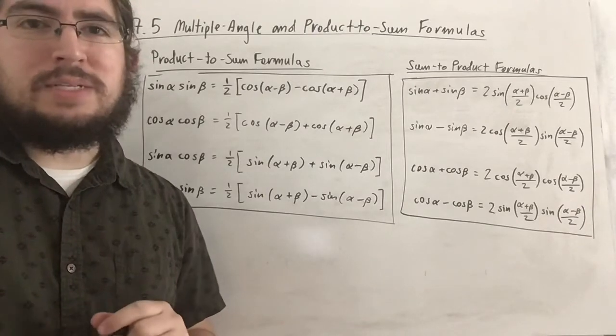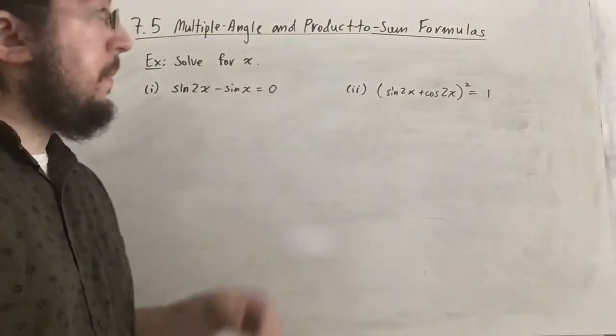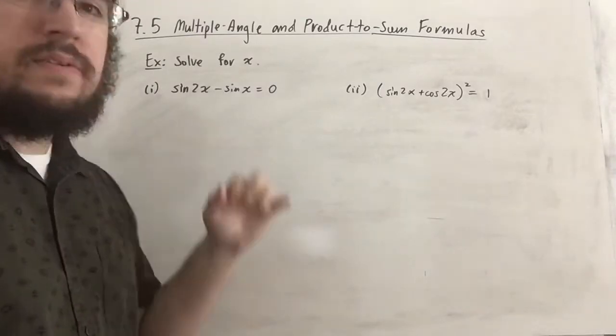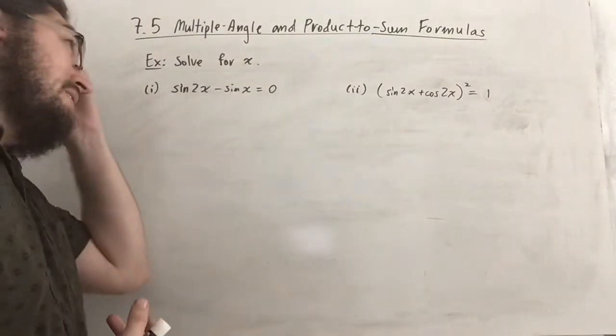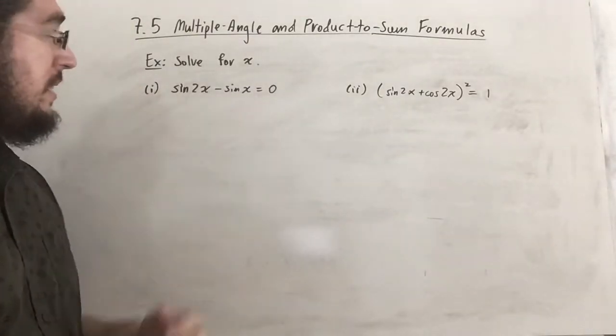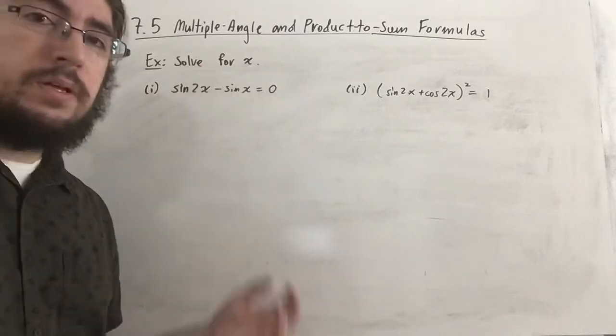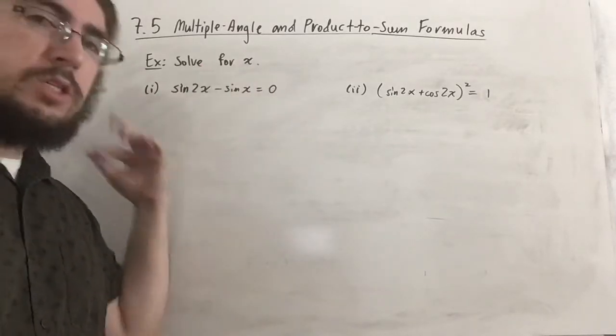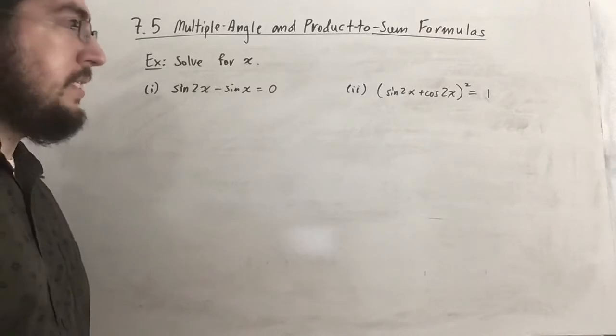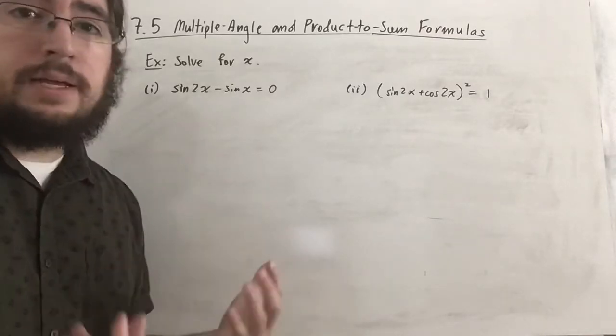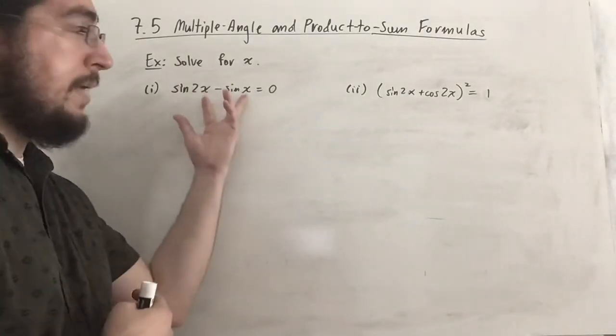So now let's take a look at some examples. So the first type of problem I want to cover is one that involves solving for a variable, so let's see if we can do this. Here we're asked to solve for x. Notice there's double angle trig functions in place here. So I'm going to have to use the double angle formulas to make them in the same argument.